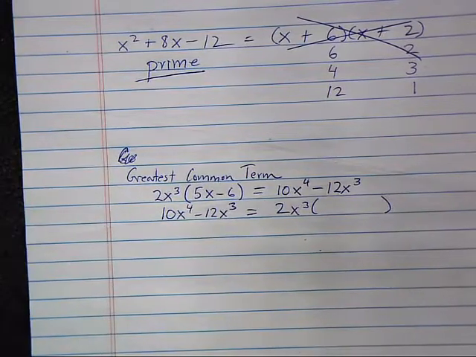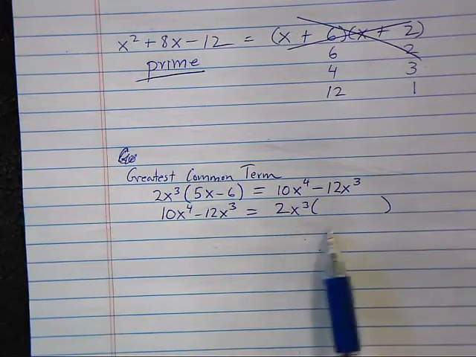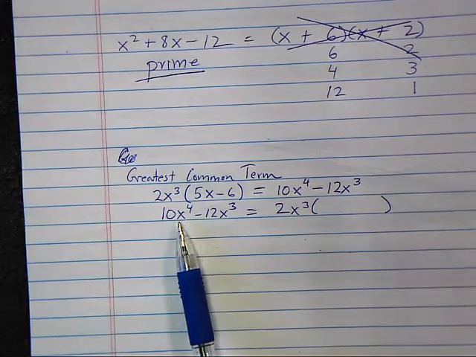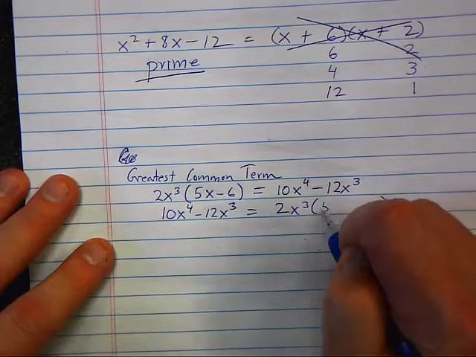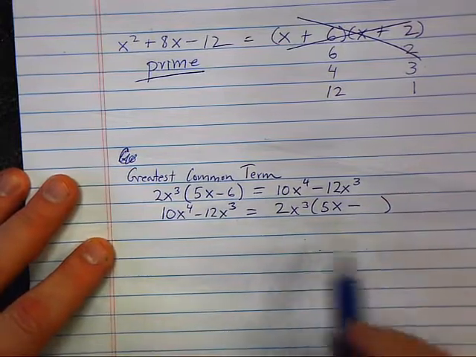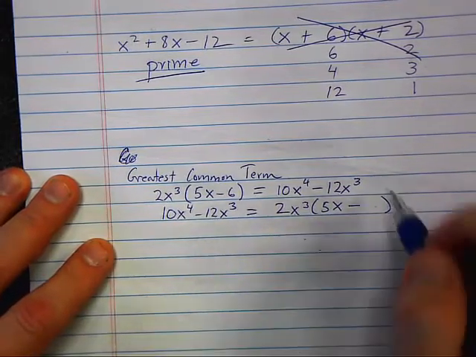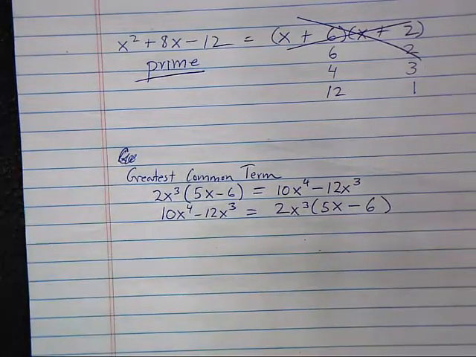And then what's left over? Well, 2x cubed times what gives me the 10x to the 4th? A 5x. And then minus 2x cubed times what to get 12x cubed? 6. So again, it's really just the distributive property backward.